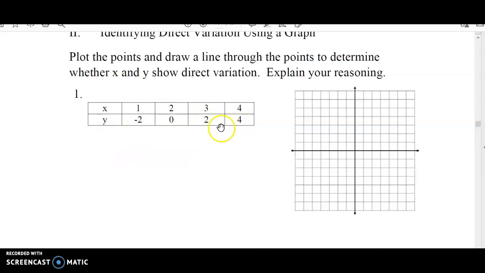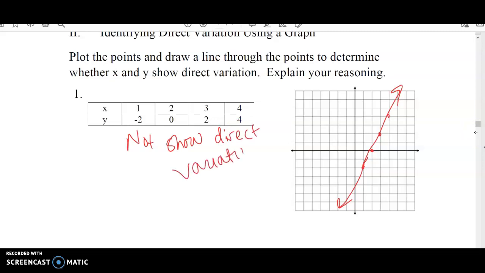If we're looking right here at our different points, I can see the point (1, -2) goes here, (2, 0) goes here, (3, 2) goes here, and then (4, 4) is here. Plot the points, connect the dots, draw your line. This line does not go through the origin. Therefore, this does not show direct variation. X and y do not vary directly.